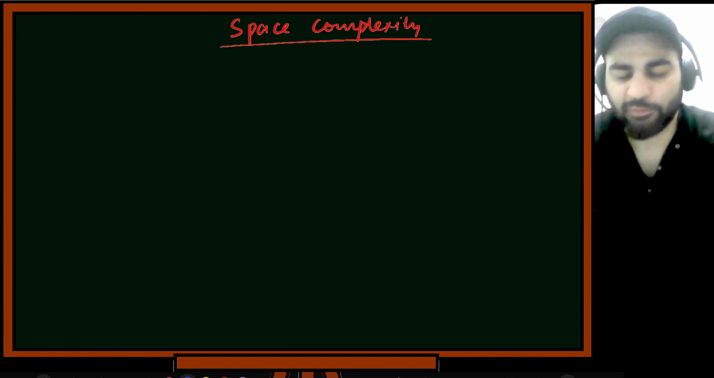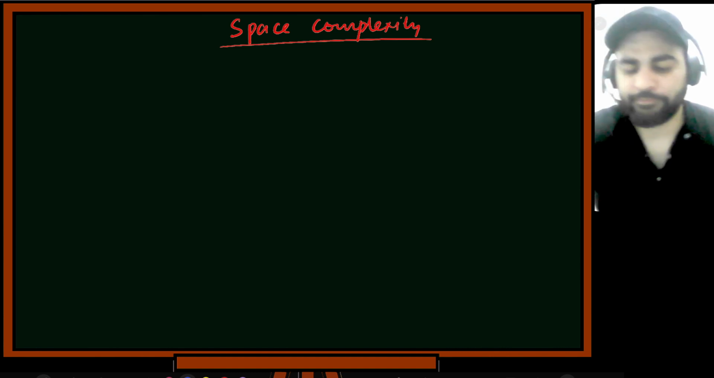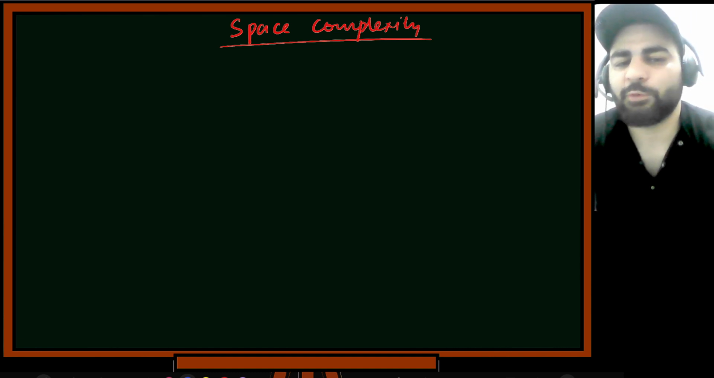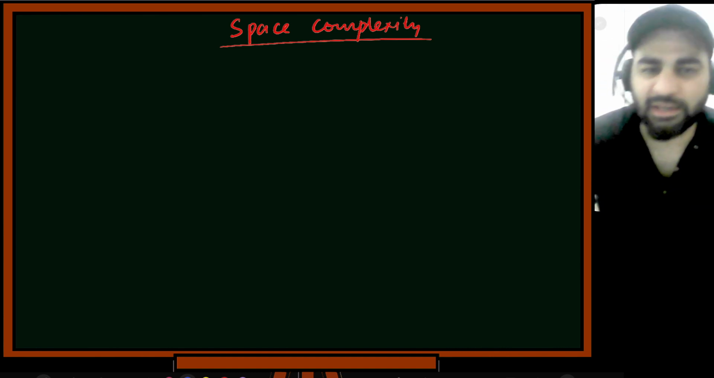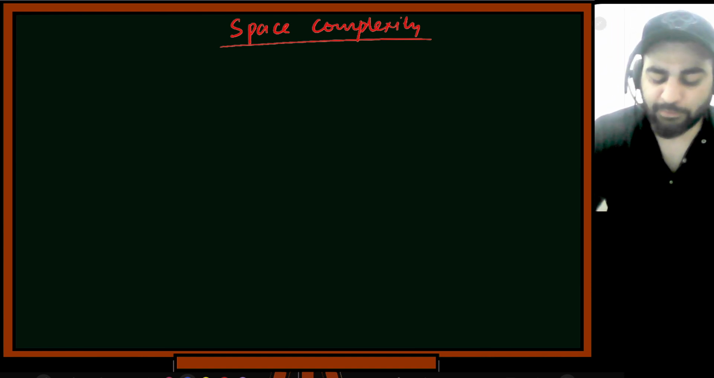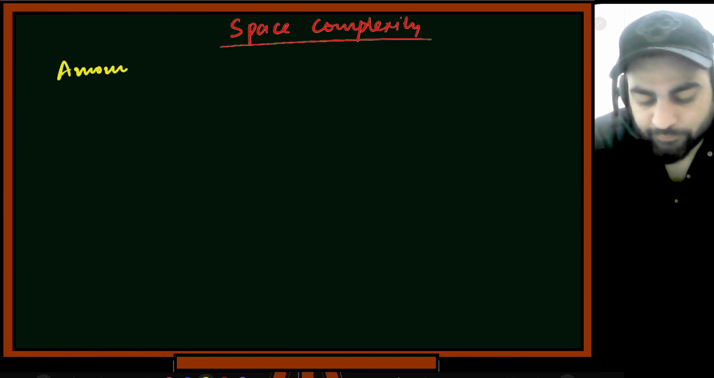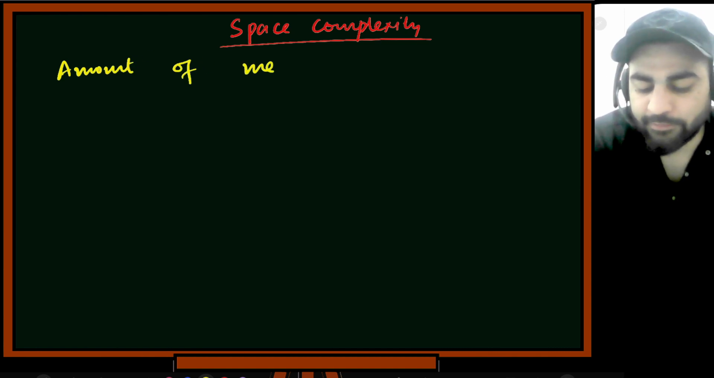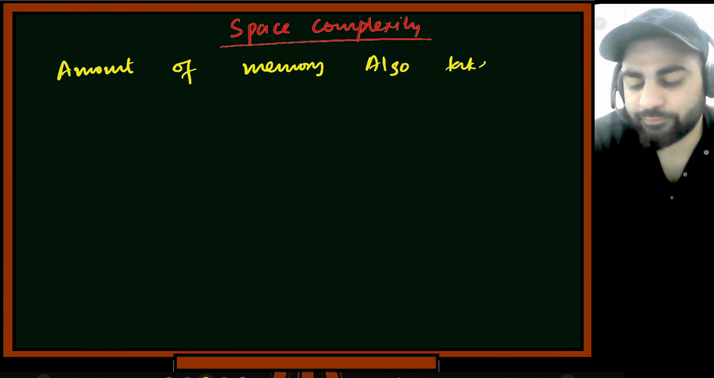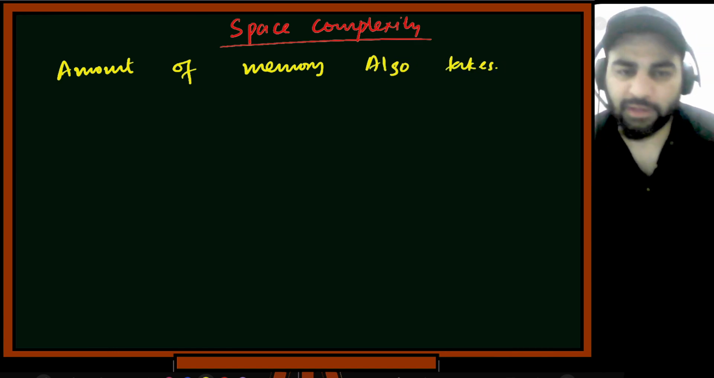So how to do that now? In the space complexity, you see how much space your algorithm takes. It is the amount of memory your algorithm takes. This is what I mean by space complexity.